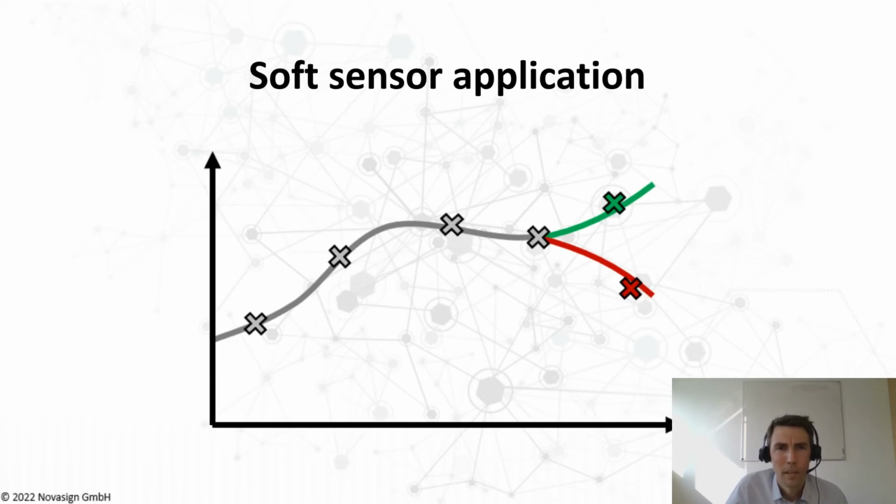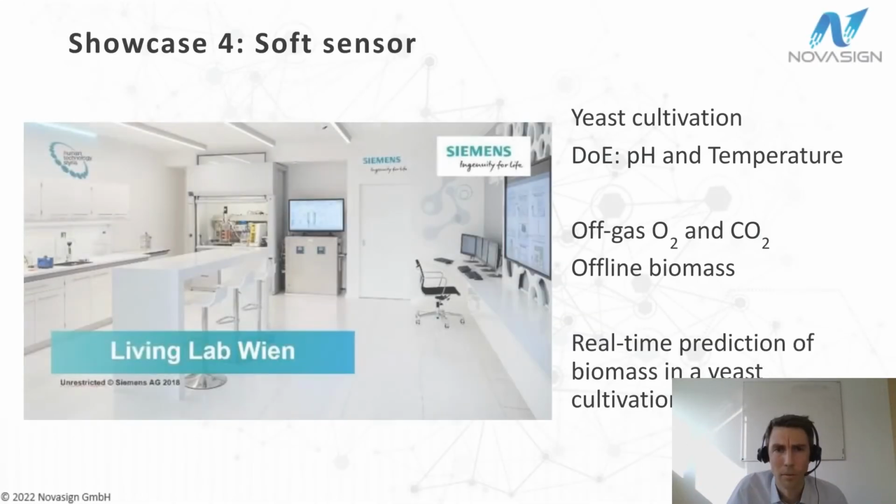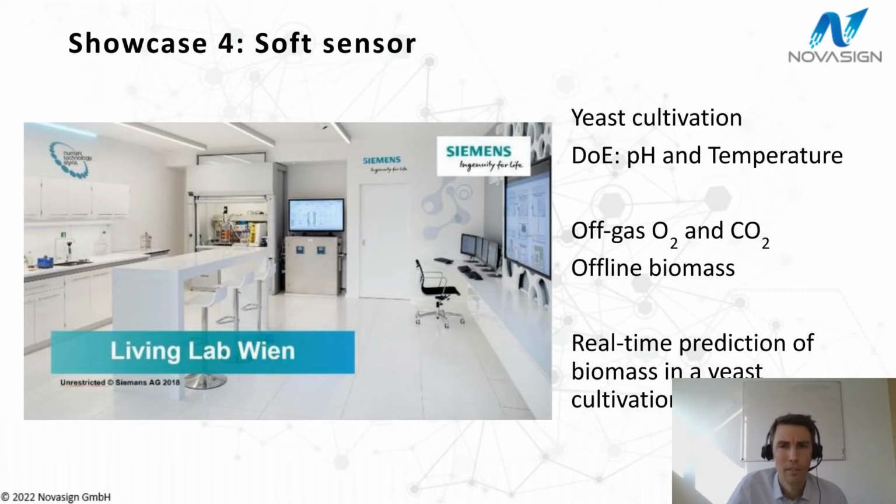The last upstream showcase I want to show you is when you have such a model, so we now created a hybrid model and saved experimental effort on the larger scale. How can we now take these models for process monitoring and control purposes? Here we have a collaboration together with Siemens in Vienna. Siemens set up a yeast cultivation in this bioreactor with a DOE setup, to change pH and temperature.